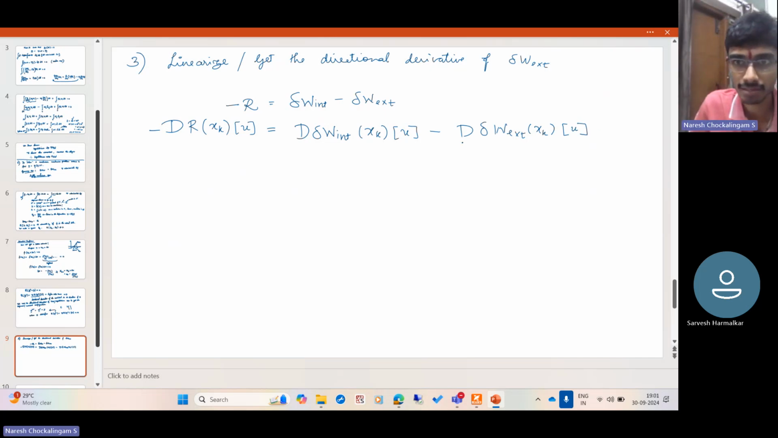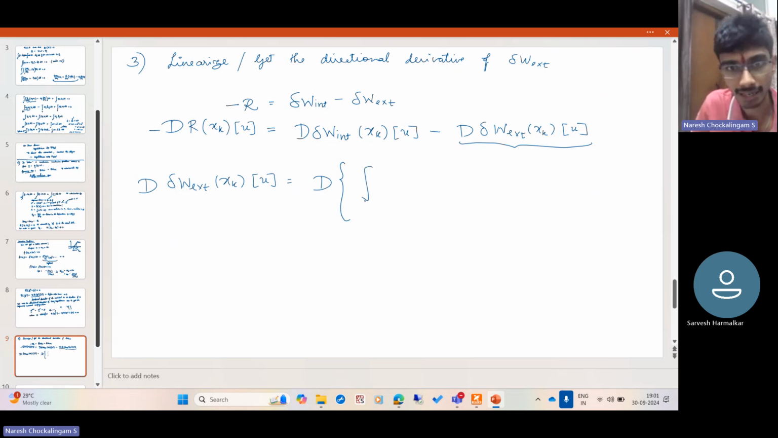Now, can we get this? Can we get this? Yes. So this is the directional derivative of the external virtual work done at the point xk in the direction u is what? It is the directional derivative of this entire thing.